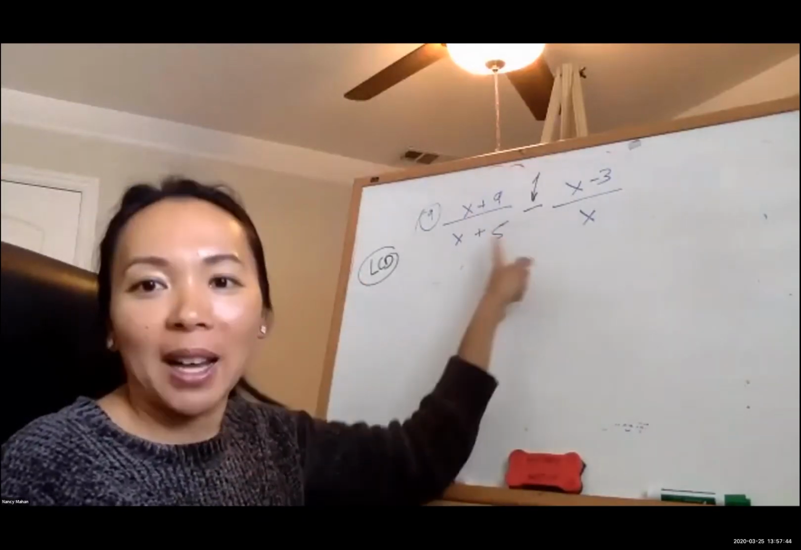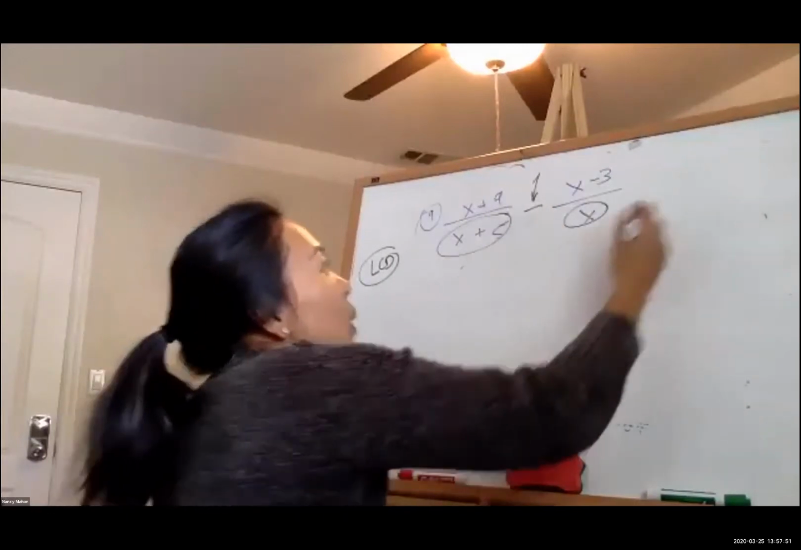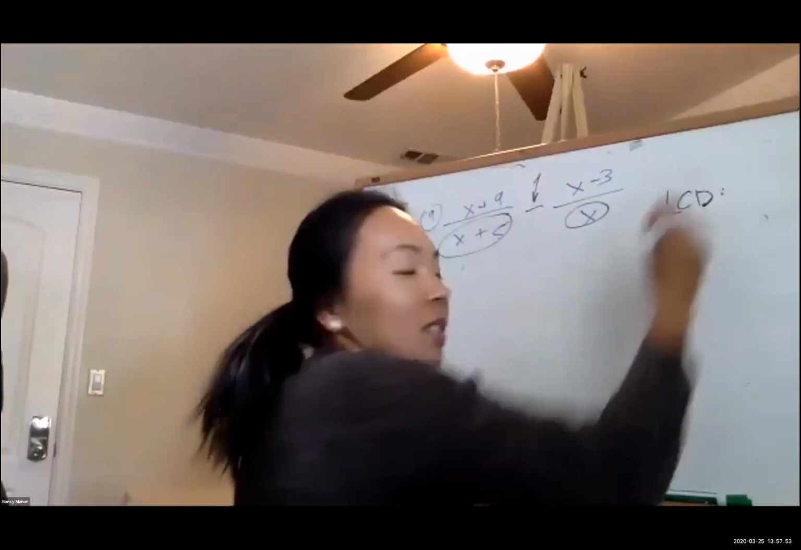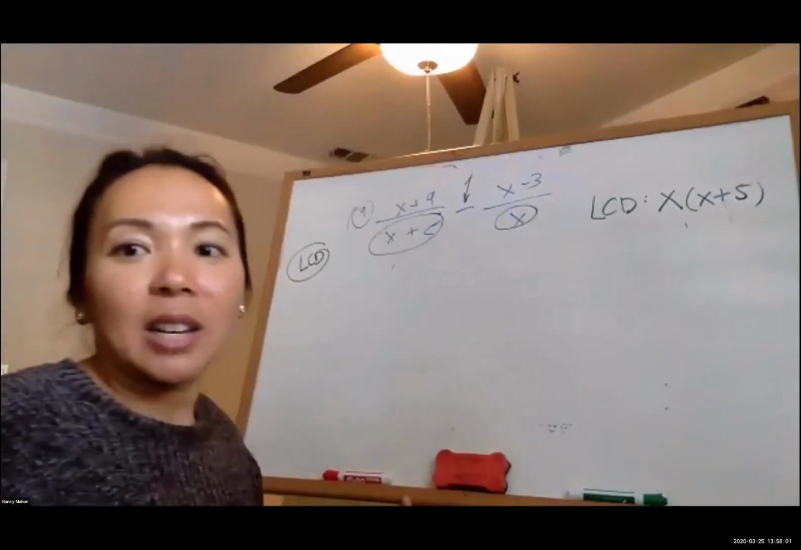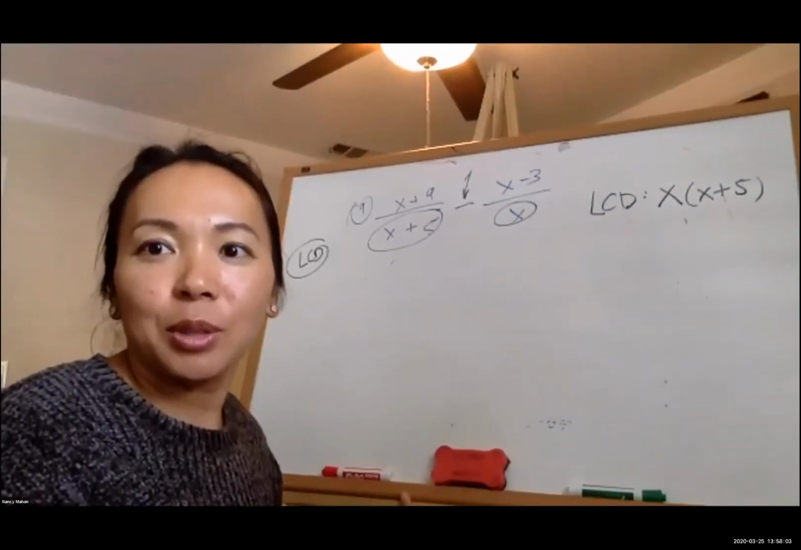Are these already factored? Yes. So they're already factored, so I don't have to do much work, right? So what would the LCD be? X times X plus 5 in parentheses. Okay, X times X plus 5 in parentheses. Is everyone okay with what Felicita just did?